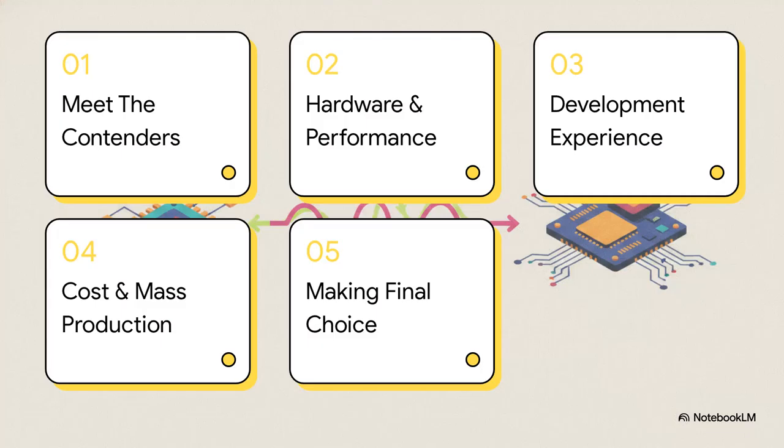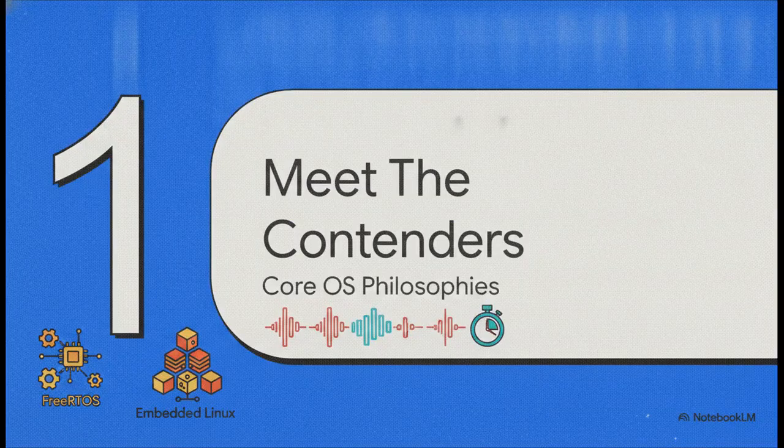To build out this buyer's guide, we're going to quickly break this down into 5 key battlegrounds: meet the contenders, hardware and performance needs, the development experience, cost and mass production, and finally, making your final choice. Okay, section 1, meet the contenders. Let's do a quick level set here.